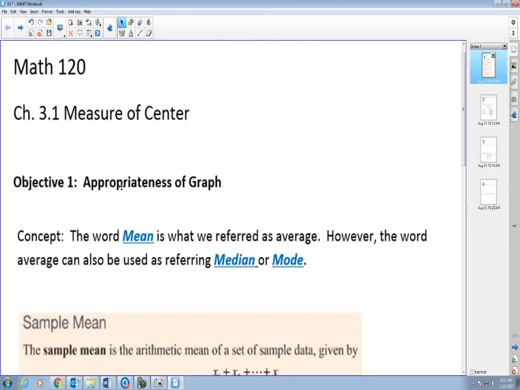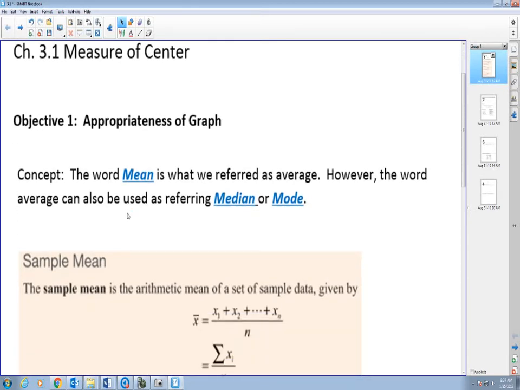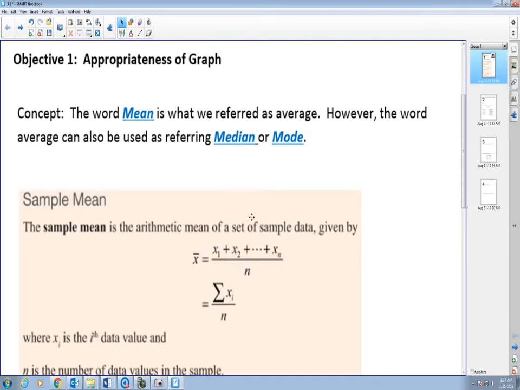So our objective here is talking about the measure of center: the words mean, median, and mode. Now, the word mean is what we normally refer to as average. However, in statistics, the word average actually means mean, median, or the mode. It means one of the three things. That's the reason why in statistics class we actually don't use the word average. We're actually saying either mean, median, or mode.